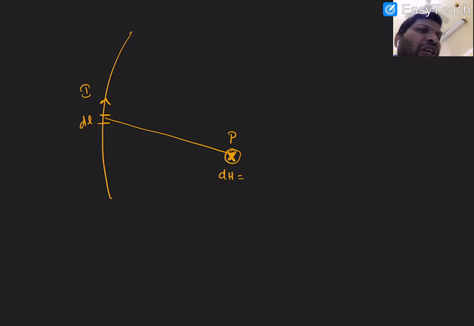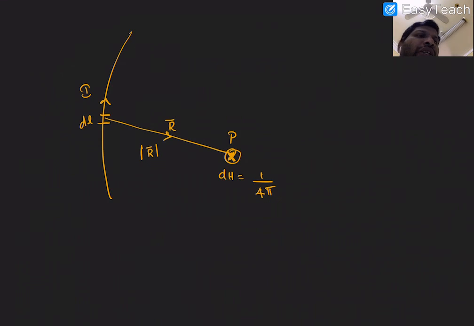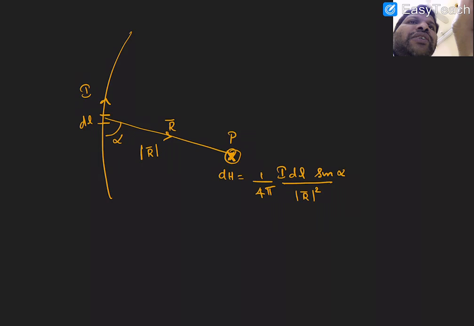So the dH at point P is given as, and this is the vector r which is joining dl to P. Then the magnitude of vector r is shown like this. So dH is equal to 1 by 4 pi, then I dl sine alpha, where alpha is the angle, divided by the magnitude of r the whole square, since it is inversely proportional to the square of the distance. Now you can see there is a term which is known as sine alpha.